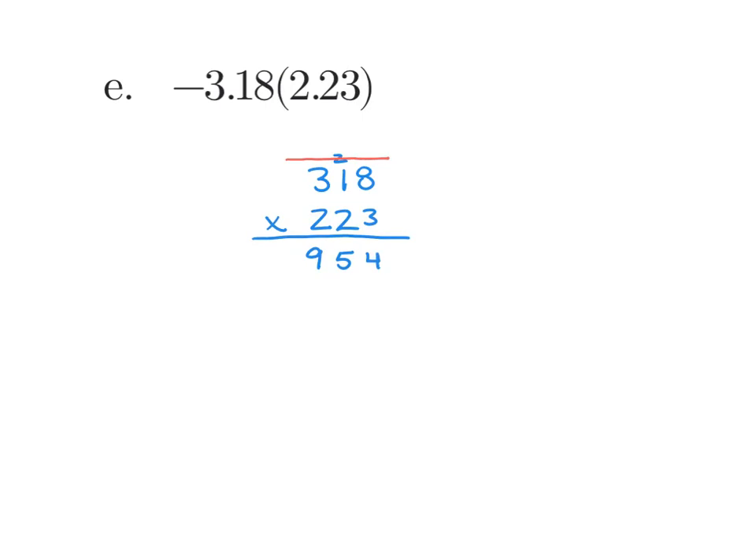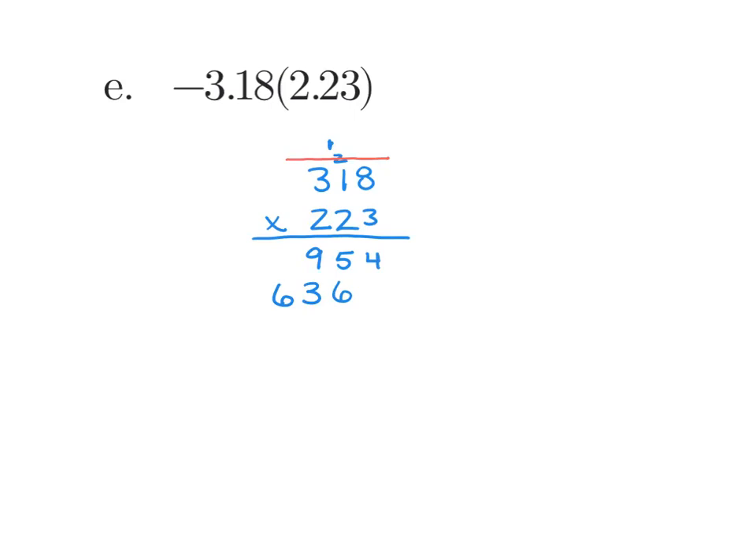Okay, next digit. We want to multiply by the 2. So 2 times 8 is 16. And remember that we want to line it up underneath the digit that we're working with. So I'm going to put my answer underneath the 5. So we get 2 times 8 is 16. We carry the 1. 2 times 1 is 2, plus 1 is 3. And 2 times 3 is 6.